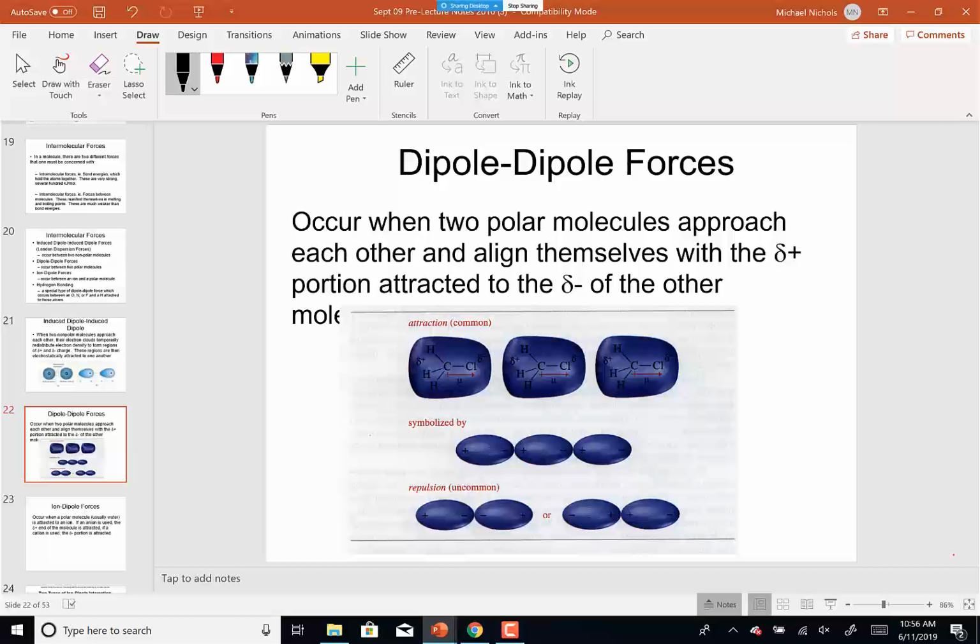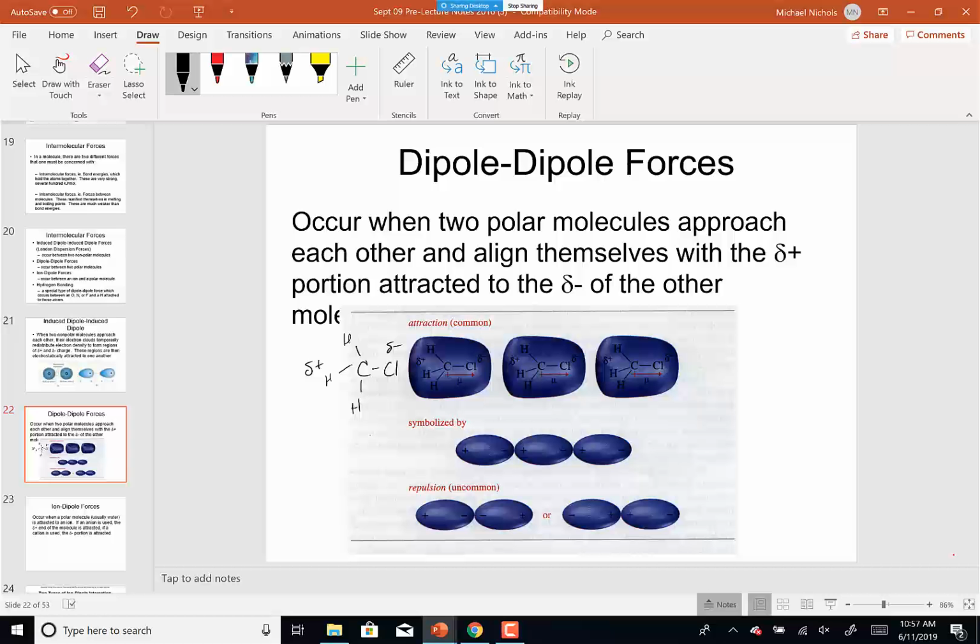Now when you have a dipole force, and this doesn't print out very well, but these are CH3Cl, a carbon with three H's over here. Is CH3Cl a polar molecule? Yes, because it's tetrahedral, but it's not all the same atom. The chlorine would be the delta minus end. The hydrogens would be the delta plus end. So if you think about lining up some CH3Cl molecules together, the chlorine end of one molecule is going to be attracted to the CH3 end of the other. And that's kind of what this shows.